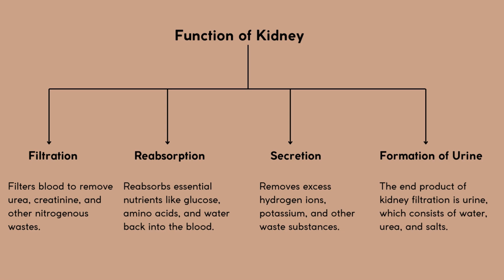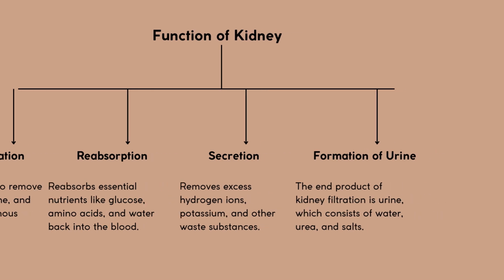Functions of kidney: filtration, filters blood to remove urea, creatinine, and other nitrogenous wastes. Reabsorption, reabsorbs essential nutrients like glucose, amino acids, and water back into the blood. Secretion, removes excess hydrogen ions, potassium, and other waste substances. Formation of urine, the end product of kidney filtration is urine, which consists of water, urea, and salts.